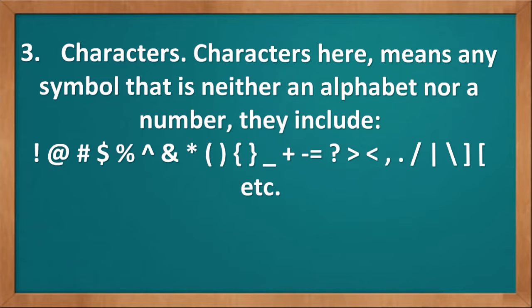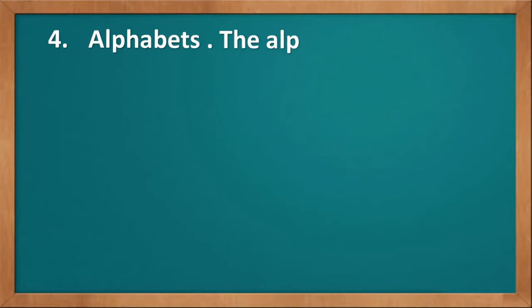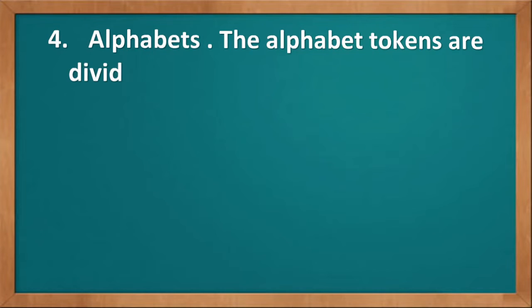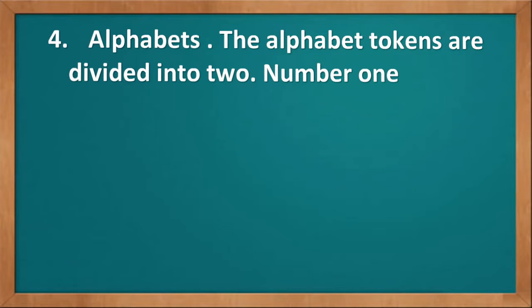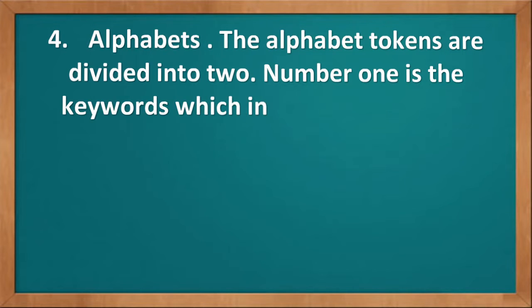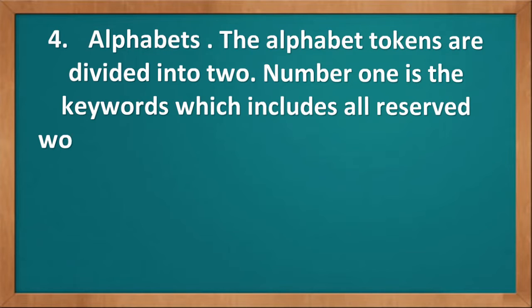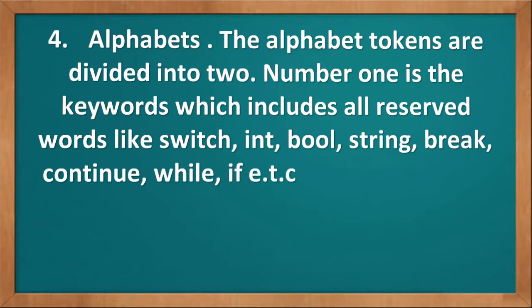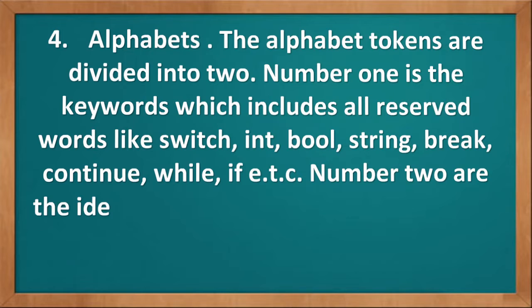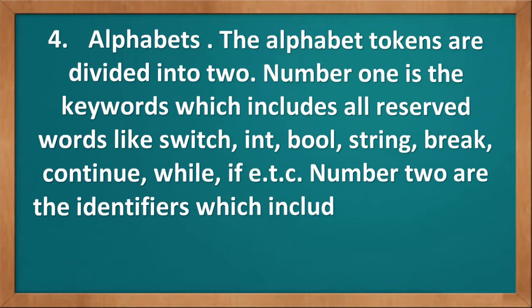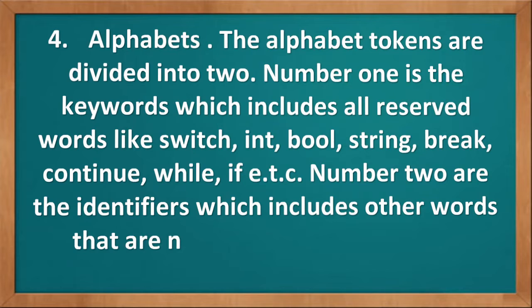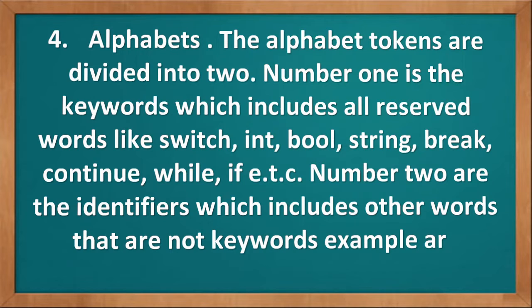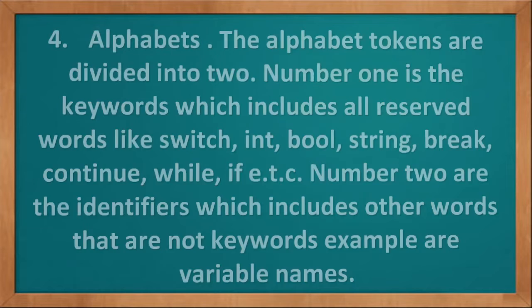Then the final group, the last group of tokens are the alphabets. So they are divided into 2. The first one are keywords, which includes all reserved words like switch, int, boolean, string, break, continue, while, if, etc. While the second one refers to identifiers, which includes any other token that is not a keyword. You refer to them as identifiers. So number 5, any other token is an error.